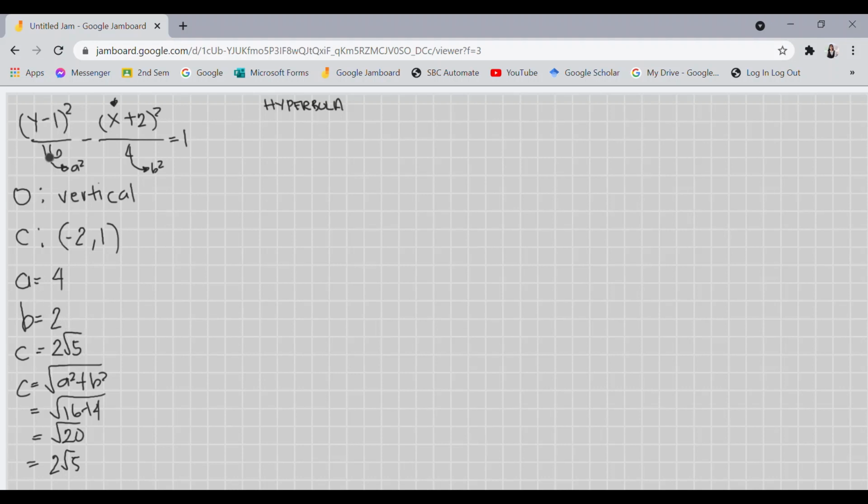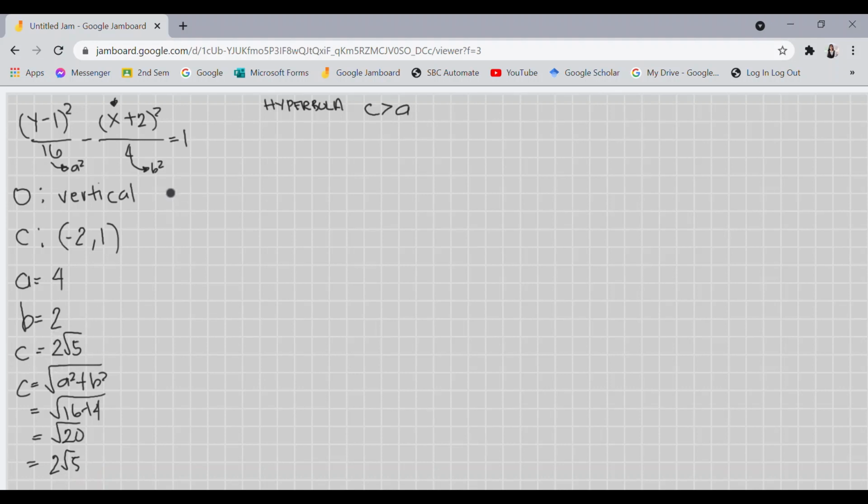Okay? So for the center, we base it on the numerator. For the orientation, we base it on the variable in the first term. For a, we get the square root of 16. a squared is always on your first term when it comes to a hyperbola. The only relationship we need to remember for a hyperbola is that c is greater than a. Other than that, there's no relationship between a and b. Even if a is bigger, smaller, or equal to b, that's okay. So a is always on your first term. The square root of 16 is for a, the square root of 4 is for b, and by solution, we get 2√5 for c.